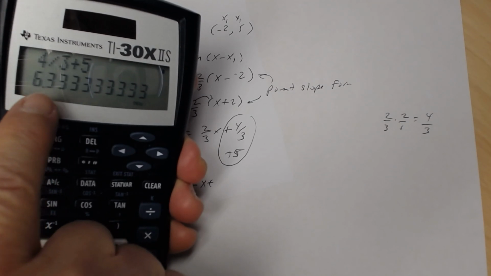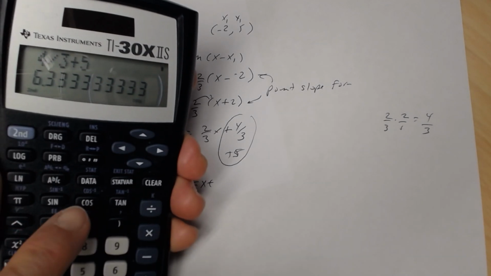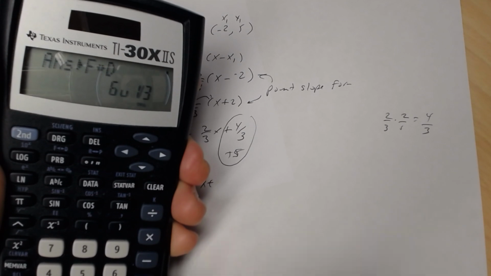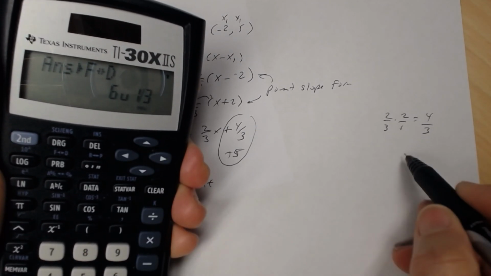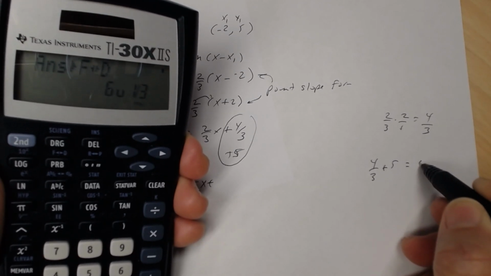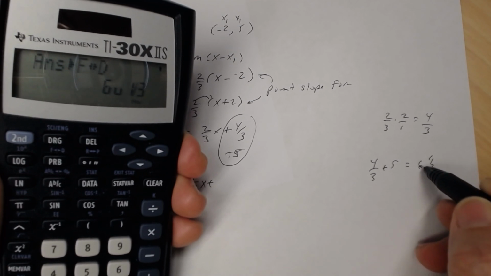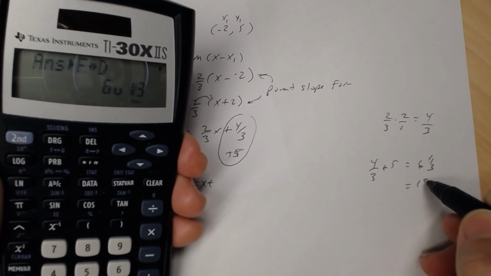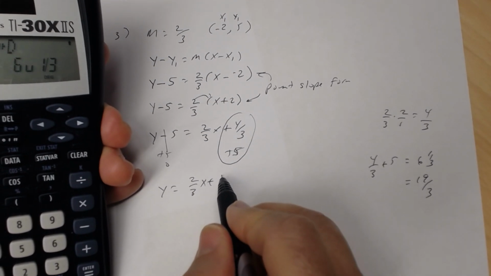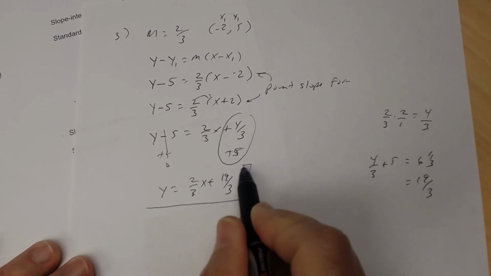6 1/3. But if you did not know that this mixed number was 6 1/3, use your calculator, second, P or B, so you can convert that to a fraction. And so you see you get 6 1/3. So 4/3 plus 5 is 6 1/3. But then you want to rewrite this as an improper fraction. So 6 times 3 is 18. 18 plus 1 is 19. So that's 19/3. So this is 2/3 x plus 19/3. So that's your slope-intercept form.